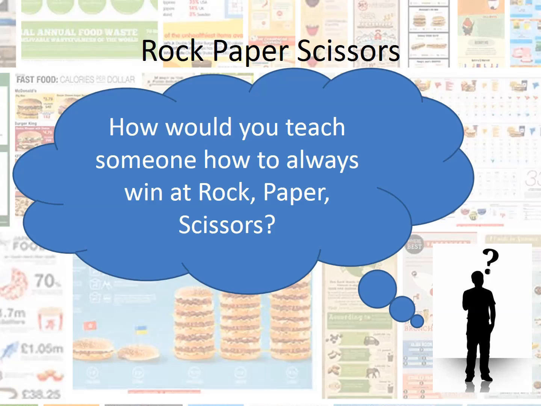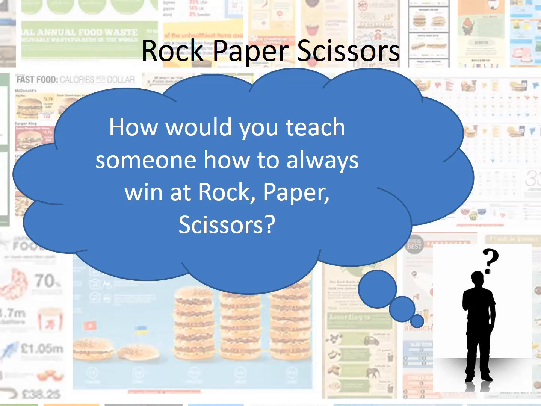And for rock, paper, scissors, if you were going to make an infographic that taught somebody how to always win, start by thinking about what kind of infographic would make the most sense. Is that a timeline? Is that a category? Is that a location? It's most likely process-based.